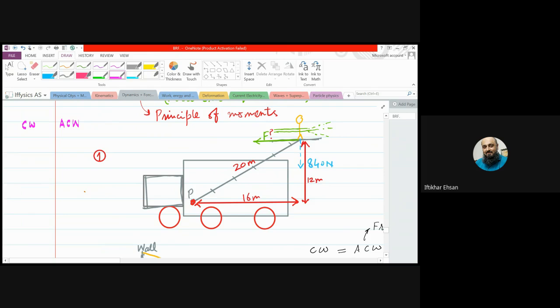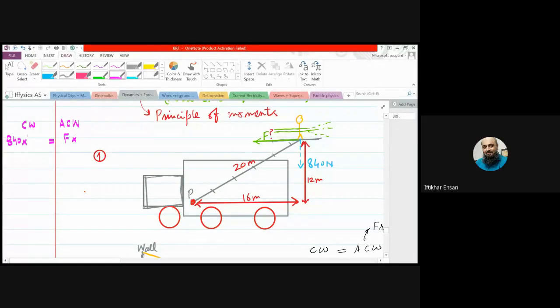So here the clockwise force is 840 and the anti-clockwise force is F, which we have to find. And moment we need actually. The moment is force multiplied by the perpendicular distance of each object. Can you help me? Which distance will you multiply with 840? Sarosh, Hassan, out of these three distances, 20, 16, and 12?